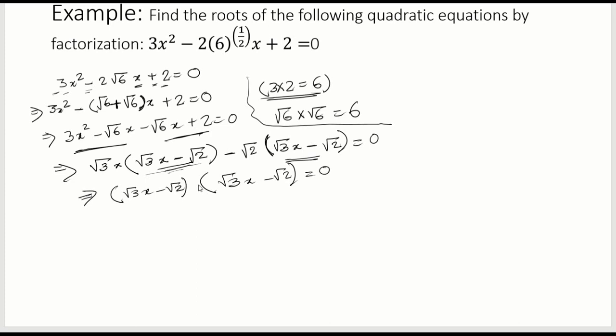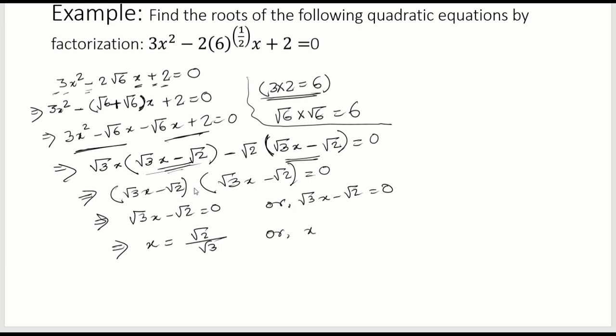Since we expressed this expression as the product of two other expressions, we can write the first term equals 0 or the second term equals 0. So similarly we will write root over 3x minus root over 2 equals 0, or root over 3x minus root over 2 equals 0. From here we will get x equals root over 2 by root over 3, or x equals root over 2 by root over 3.